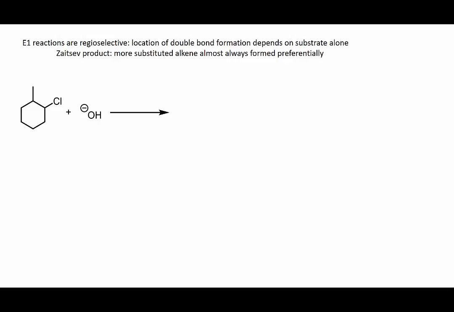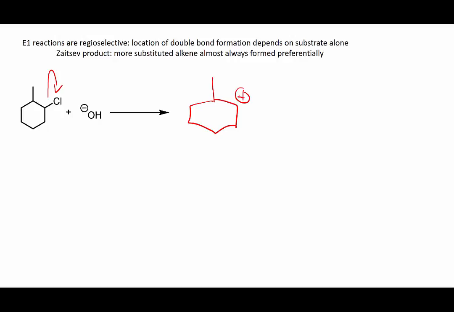E1 reactions are also regioselective. The location of the double bond formation depends only on the substrate. So in these examples, we're only going to have the Zaitsev product, which is the more substituted alkene. So let's take this example that we've seen before. If we were going to follow an E1 mechanism here, the first step is we would remove the leaving group, which would generate a carbocation right here.